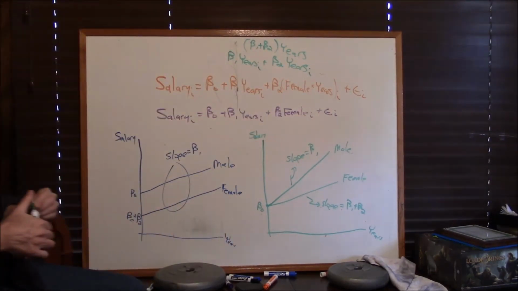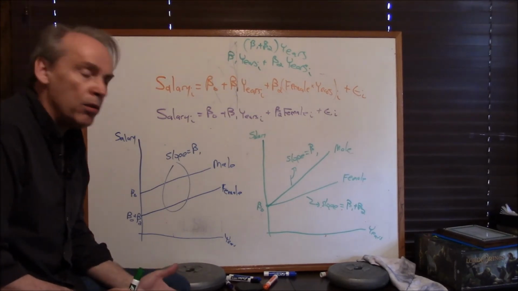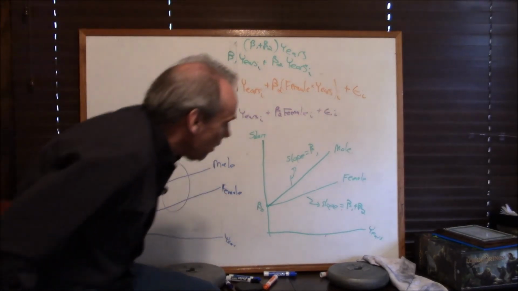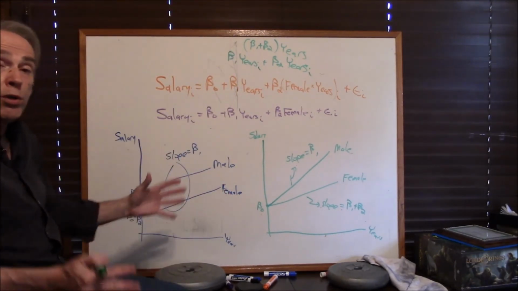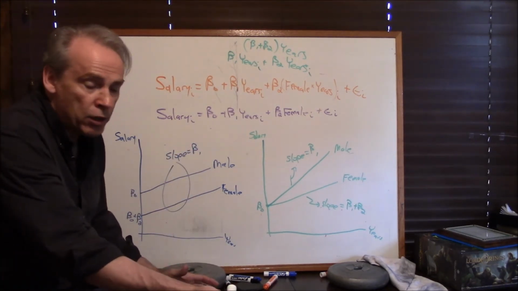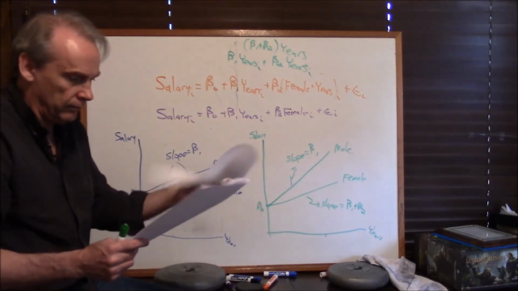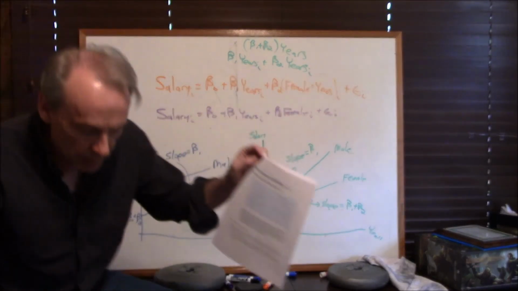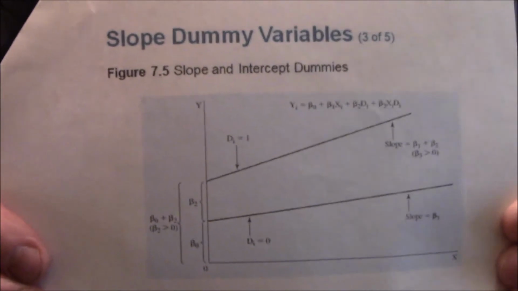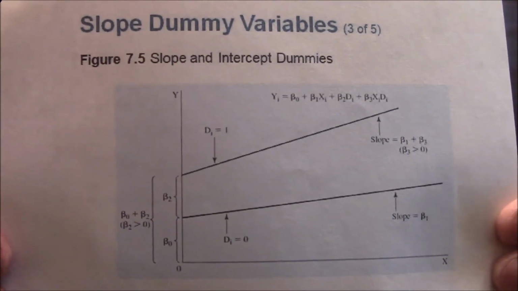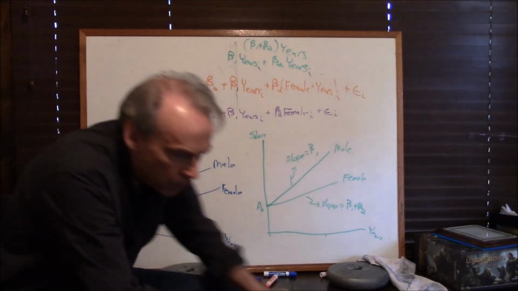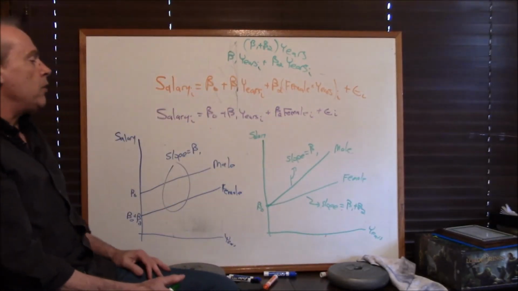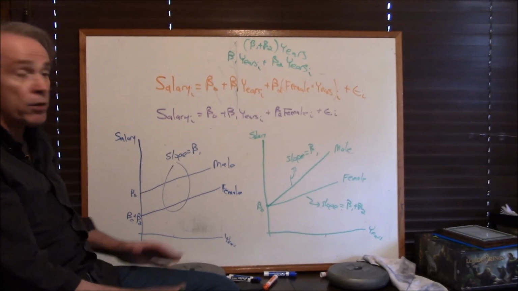So I think you can imagine that it would be very easy to believe that, oh no, actually I think we have a slope dummy here, and we need a slope dummy and not an intercept dummy. And of course you can do both, all right? In fact, that's what he shows in the book. Here on figure 7.5, he shows one that has both a slope dummy and an intercept dummy. So not only are they starting at a different point, but also the rate of increase of salary is faster if you're male than if you're female, so you could do both.